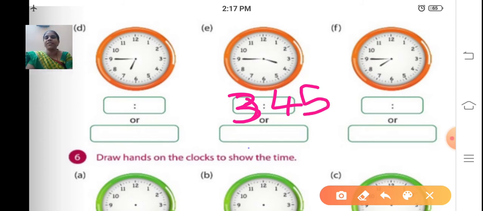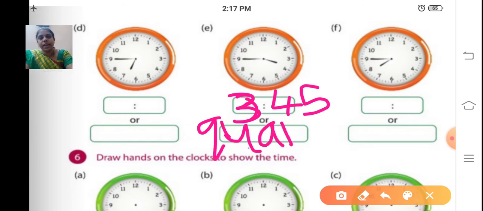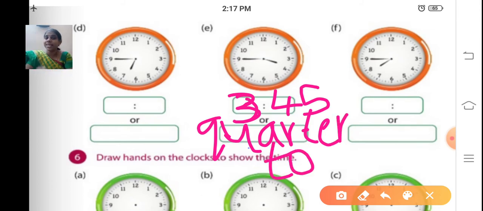3:45. How to write in other way? If the longer hand is at 9, how to say that? Quarter to. Just now we saw, right? Quarter to 4. It is going to be 4. 15 minutes is there to reach 4. It is in between 3 and 4, isn't it? It's 15 minutes more to reach 4.